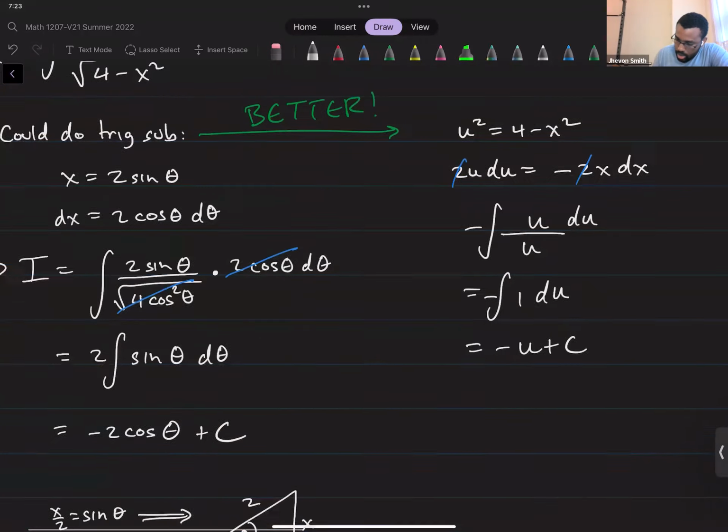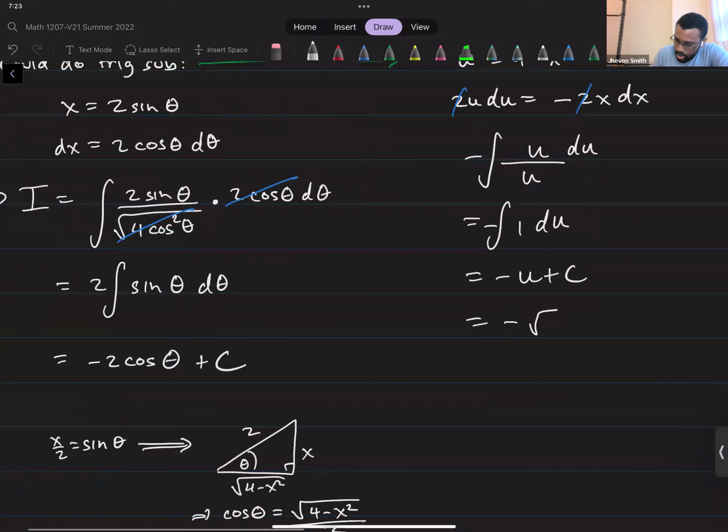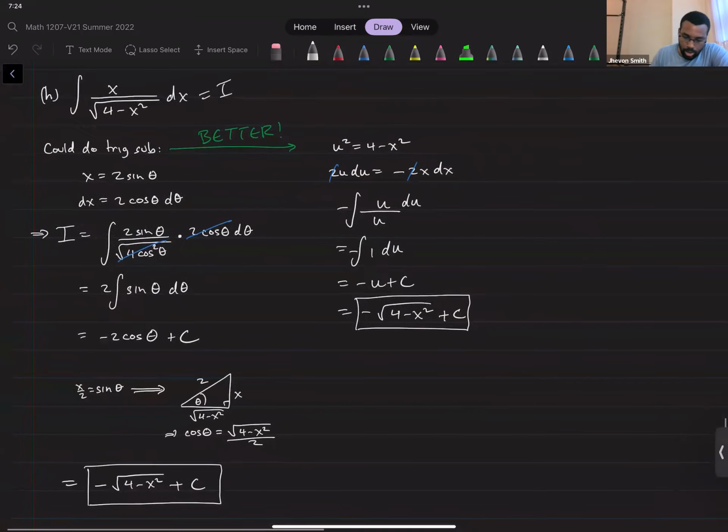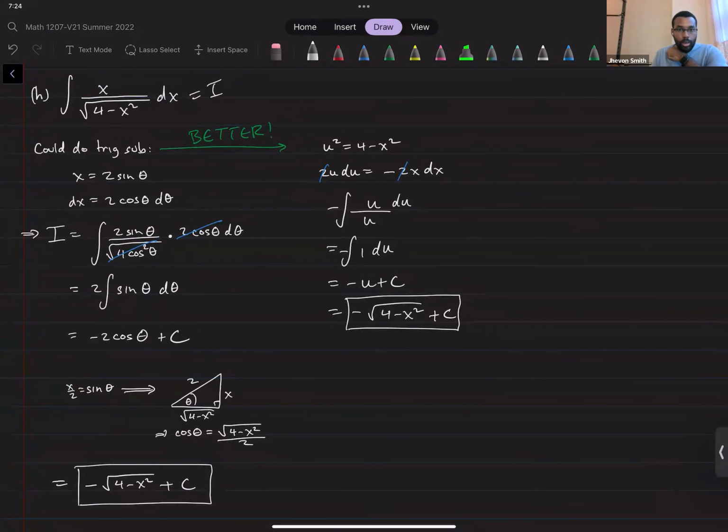Minus u plus c. And your u is the square root of 4 minus x squared. So much better. So with the trig sub, you could do it, but a regular substitution would be better. And this is why we always think through that kind of hierarchy, right? So we always go with the basic rule. Can I simplify? Would a regular substitution work?